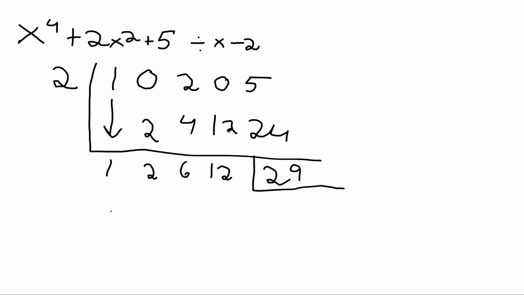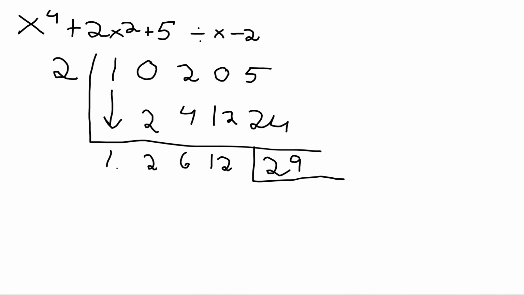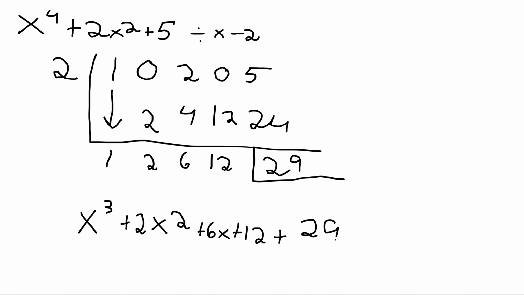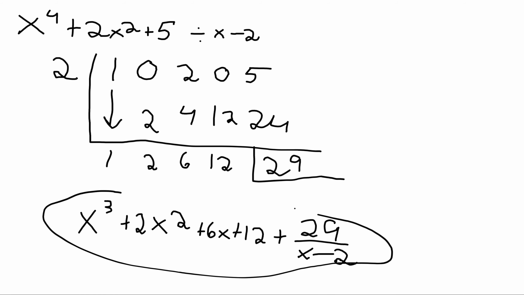And we can still write this as a polynomial. So how we're going to write this is we're going to do x to the 3rd plus 2x squared plus 6x plus 12, and then with our remainder we do plus 29 over x minus 2, which is the thing we were dividing with. So this is how we write the polynomial.